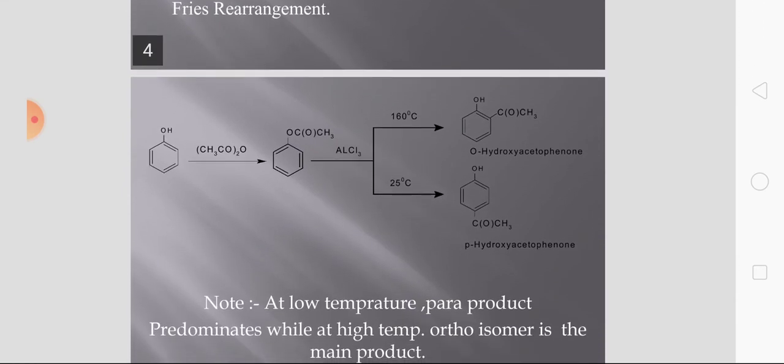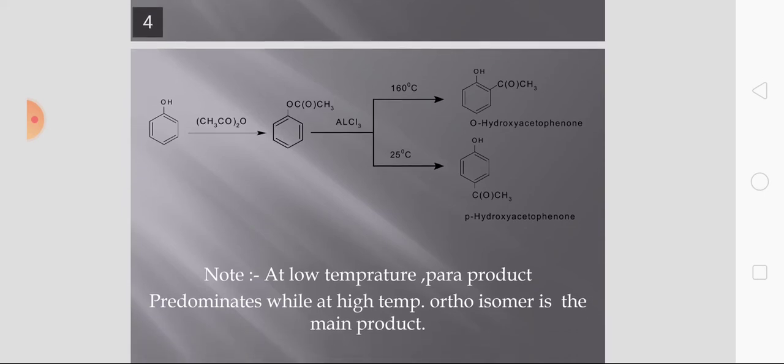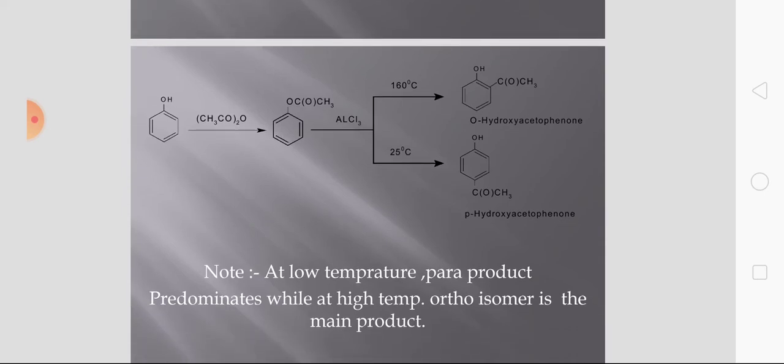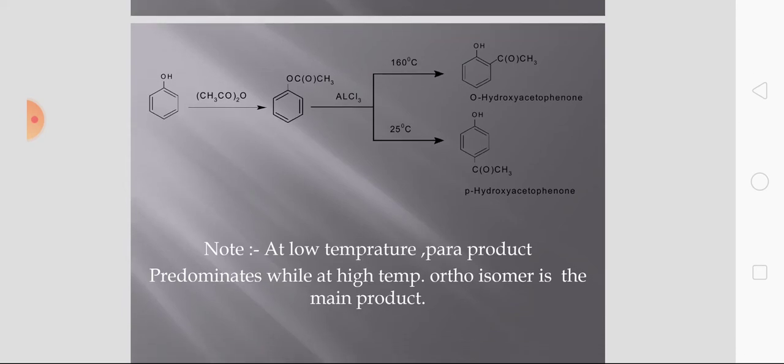Look here. Here phenol is reacted with acetic anhydride and a phenolic ester is formed. This reaction is esterification of phenol. This is not Fries rearrangement. Now, when the phenolic ester is reacted with AlCl3, then Fries rearrangement happens.